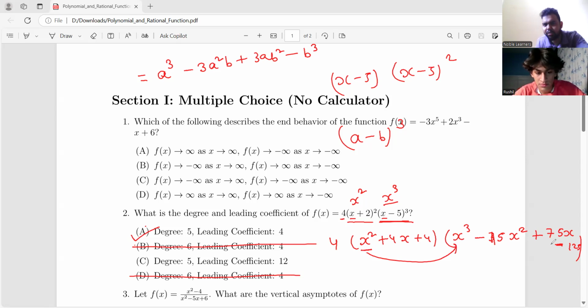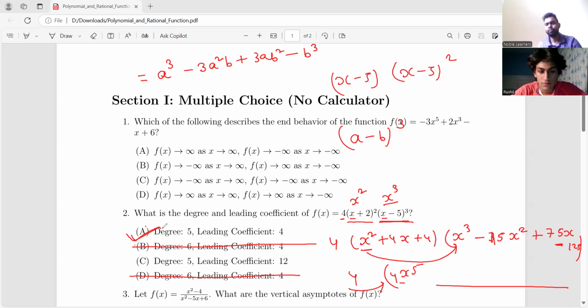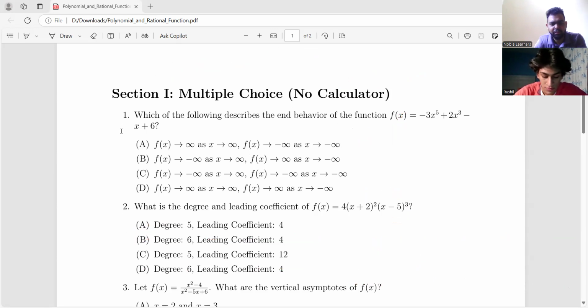Now basically we just have to take care of this one only. Why would I multiply all of them? That is not needed because I just need the leading coefficient. So x to the power 5, and whatever comes at the end, I have to distribute the 4 to that. So 4x to the power 5 will come. So A is the correct answer. No problem, so no need to solve that completely. We could just make a smart guess and take out the answer.